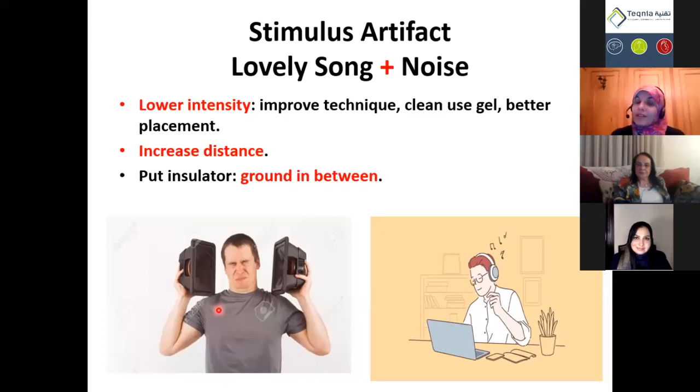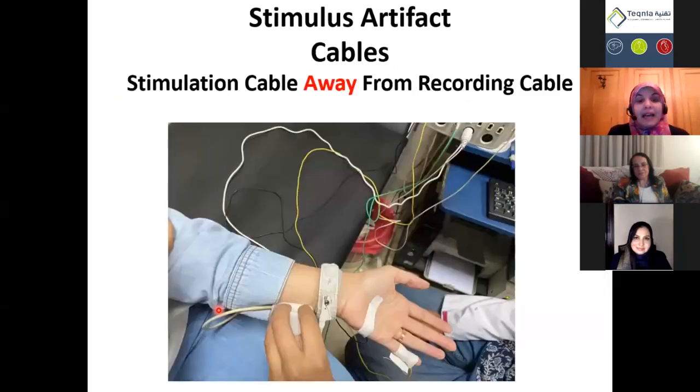And of course, when you hear a song with a noise, you want an insulator between you and this noise. The insulator is the ground. When you put the ground between the recording electrodes and the stimulator, this is the stimulator, I will let you see, the stimulator and the recording electrodes, there is always a ground in between as an insulator between you and what you don't want to pick. This is the ground. As you can see, it is always here. She's putting the stimulator near the ground. You can take it a bit higher. It will reduce the artifact.